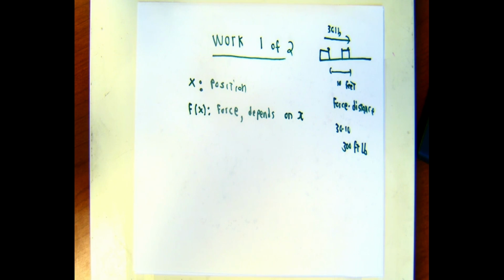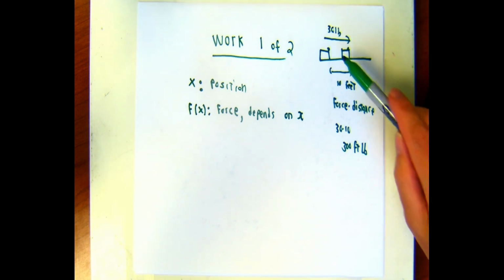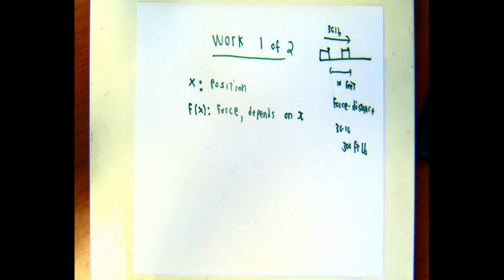The simplest of all possible situations is when you have an object being moved along a straight line by a force that points in that direction. In this simple case, for instance, there might be a force of 30 pounds acting off to the right, and using this corner as my reference point, the object might be moved 10 feet. The amount of work done is force times distance, 30 times 10, 300 foot-pounds.